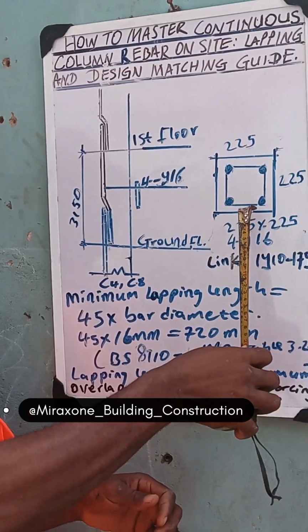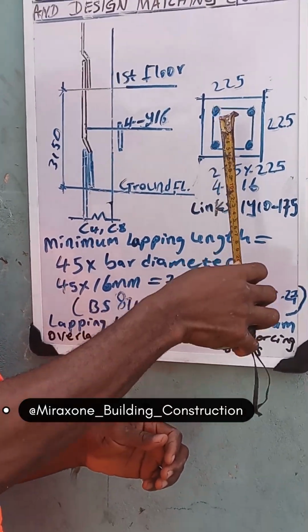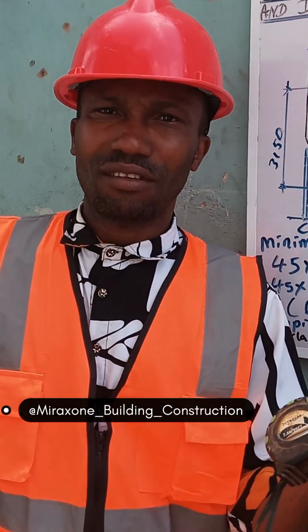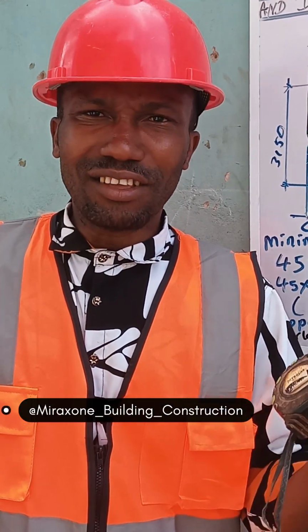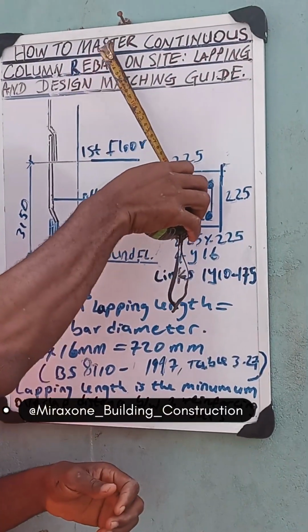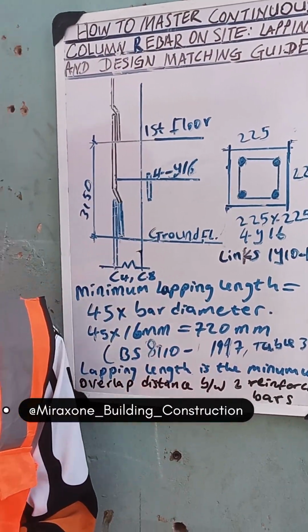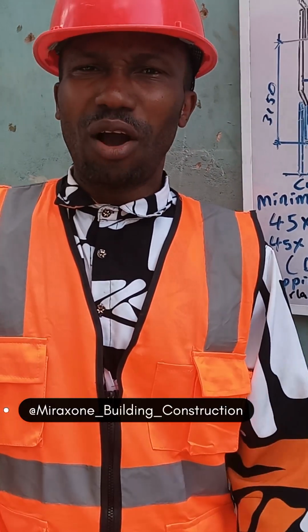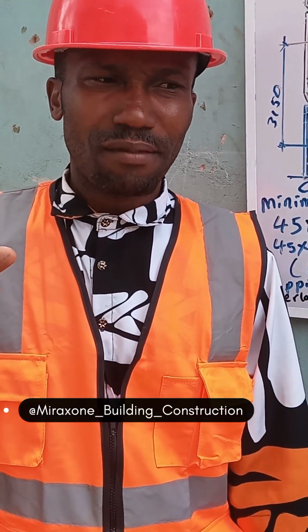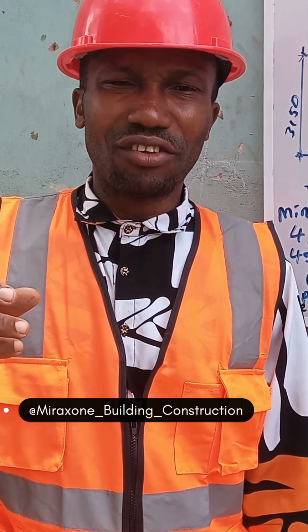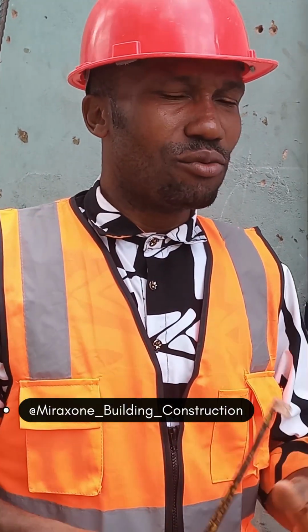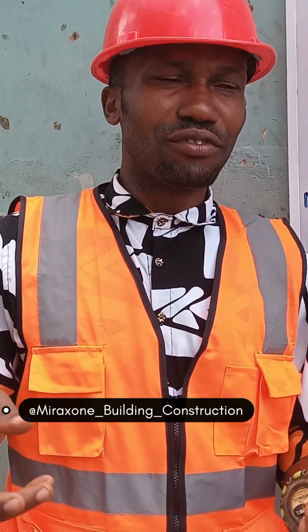So this is just a mini structural design of a column. We are going to match it with an already made column at site, and that column is a continuous column. Here there is no more a starter bar. Do you understand me? So I want you to pay attention very well, because after today you have something to learn.